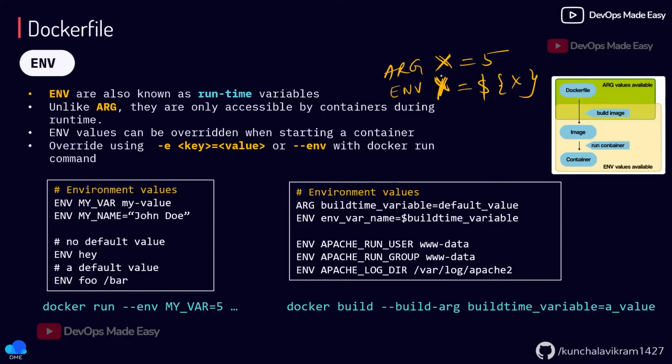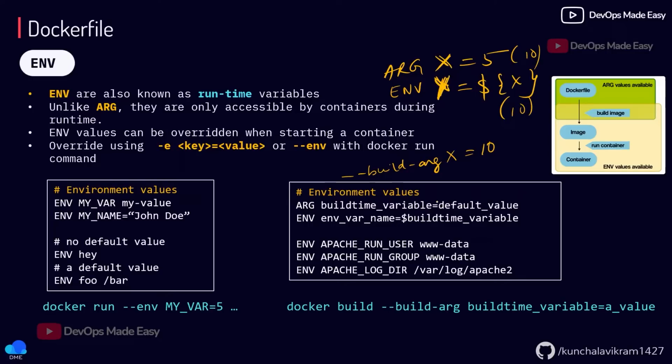Now what will happen is, x by default argument is set to 5, so y also will become 5. Now when I try to build the container, if I just pass build arg x, if it is set to 10, now arg is set to 10, your y is also set to 10. So you can also use arguments and environments together as well.